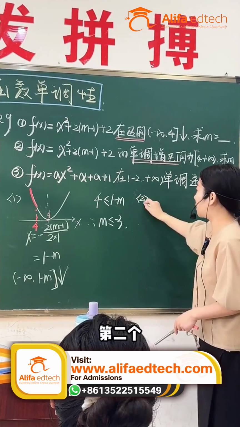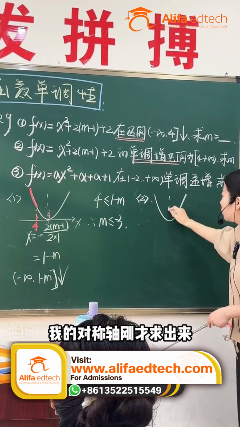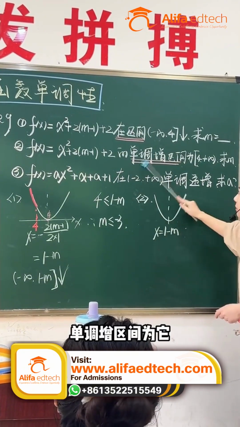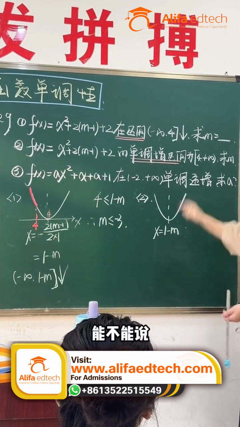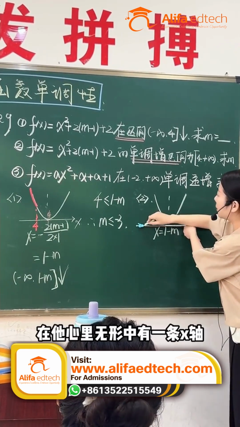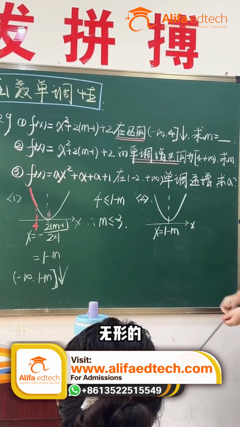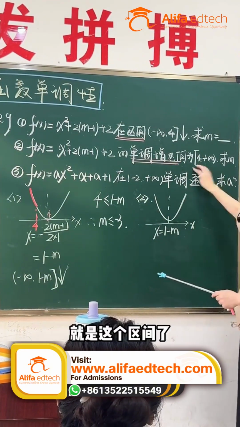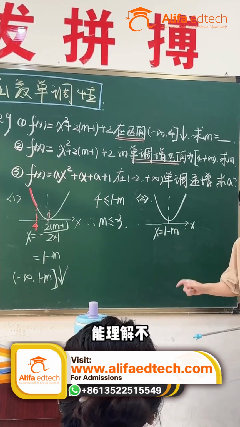The second one is the same. The quadratic function opens upwards. My axis of symmetry, which we just found, is equal to 1 minus m. The monotonic increasing interval is this. What does that mean? Can we say that your interval is a subset of my increasing interval? No. In your mind, there's an invisible x-axis. You don't have to draw it like this. It's invisible. Monotonic increasing interval means that all of the function's increasing intervals are just this interval. Yes. These 2 descriptions are different. Do you understand? My increasing interval is this interval.